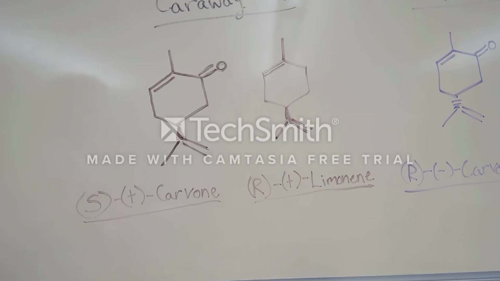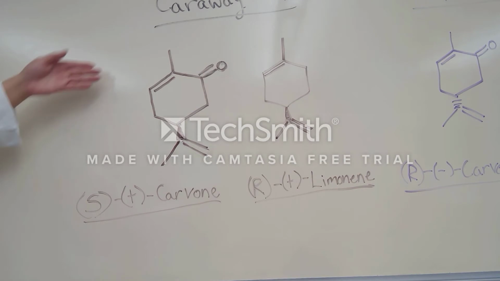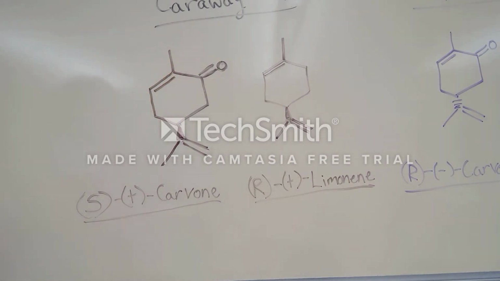Carvone, of course, is a ketone. That's why we have the O-N-E ending in the name. And so you can see up above we have a ketone portion and then a conjugated alkene.